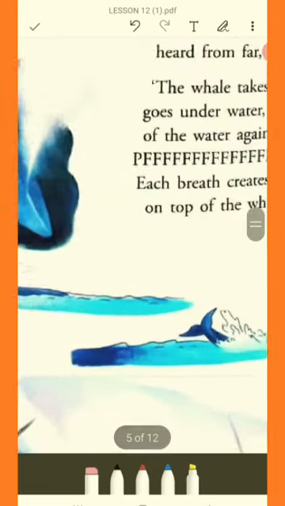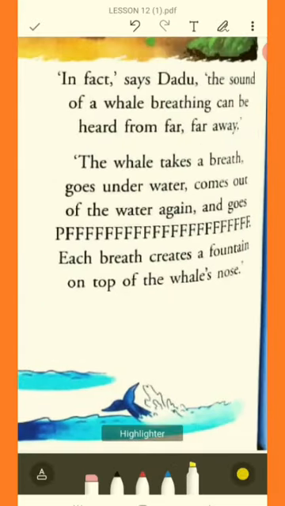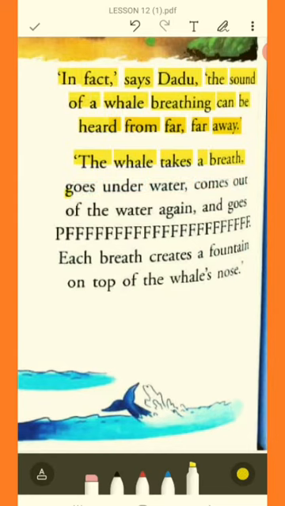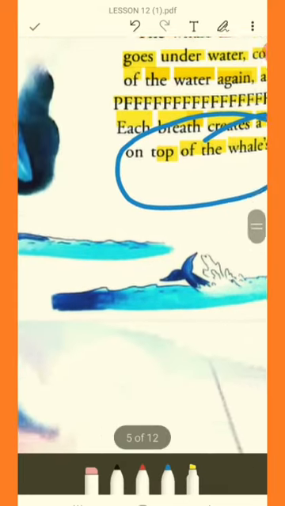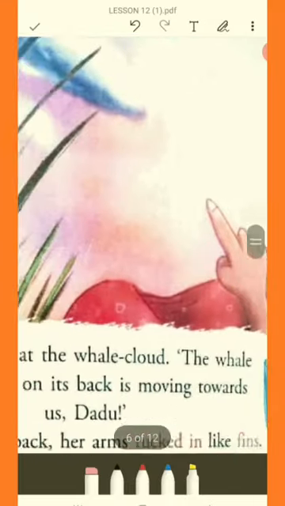In fact, says Dadu, the sound of a whale breathing can be heard from far, far away. Remember, the sound of a whale breathing is so intense that it can be heard from far, far away. The whale takes a breath, goes underwater, comes out of the water again, and goes puff. Each breath creates a fountain on top of the whale's nose. Whenever the whale breathes, it creates some sort of fountain on top of its nose. Such a wonderful thing. Pictures are illustrated here.